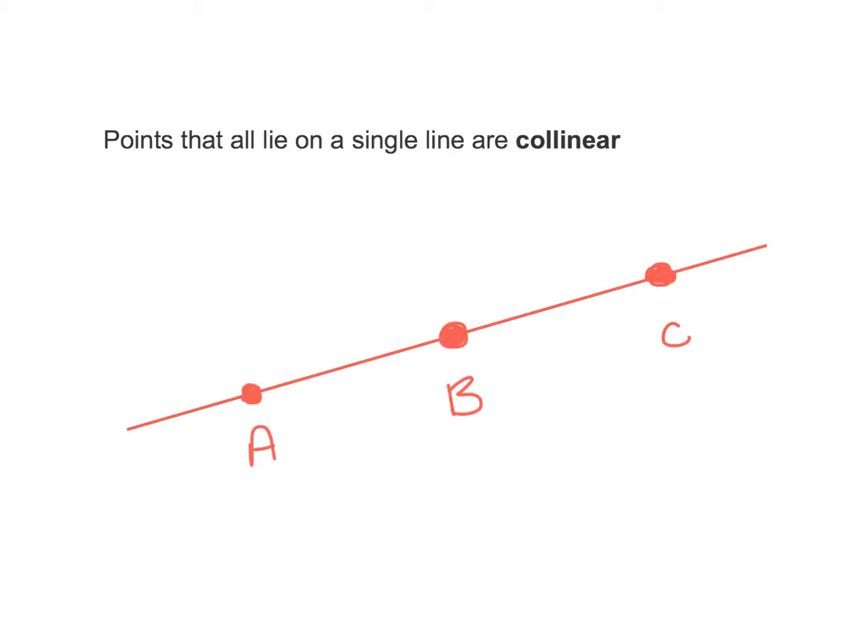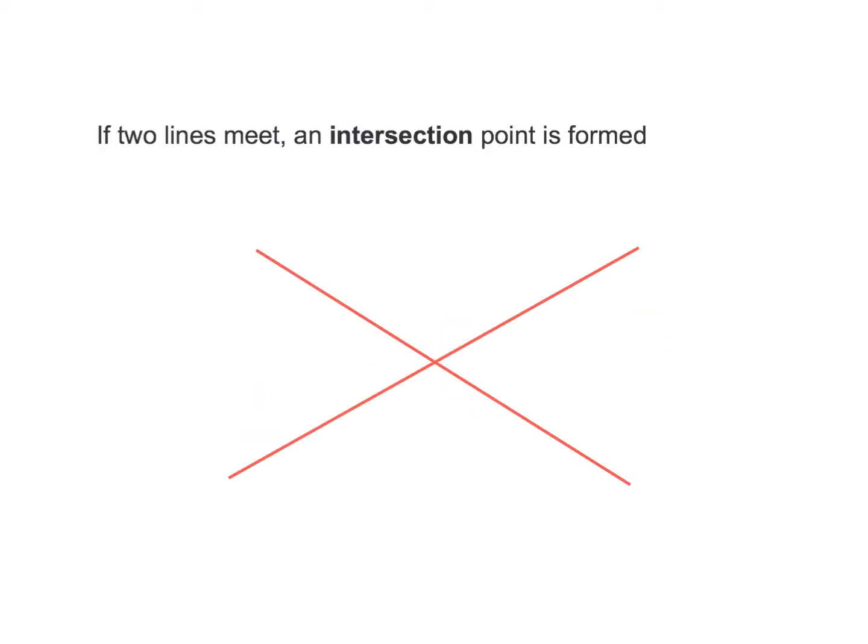This next one is points that all lie on a single line are collinear. Here's my single line. I've got point A, B, and C. They're all on that single line. Therefore points A, B, and C are collinear. If two lines meet, an intersection point is formed. Here is the first line, here is the second line, and this point over here, where the two intersect each other, is called an intersection point.